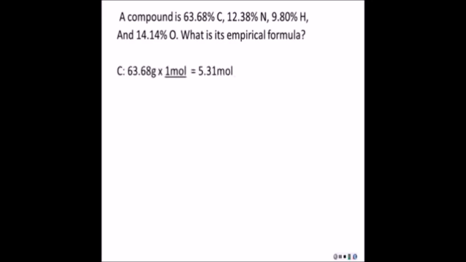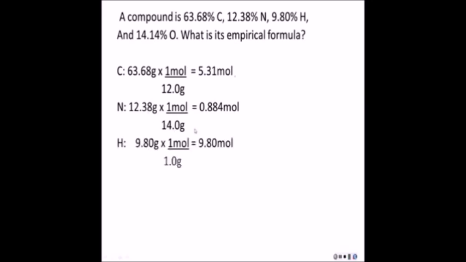Okay, here's the solution. To get my number of moles of carbon, it's the mass of carbon divided by 12. The nitrogen, the mass divided by its atomic mass, 14. Hydrogen, and the oxygen. So that was my first step, getting the number of moles. Now when I look at my numbers of moles, the smallest number is 0.884. I see it's appearing twice. So I'm going to divide my 4 numbers of moles by 0.884. I always divide by the smallest.